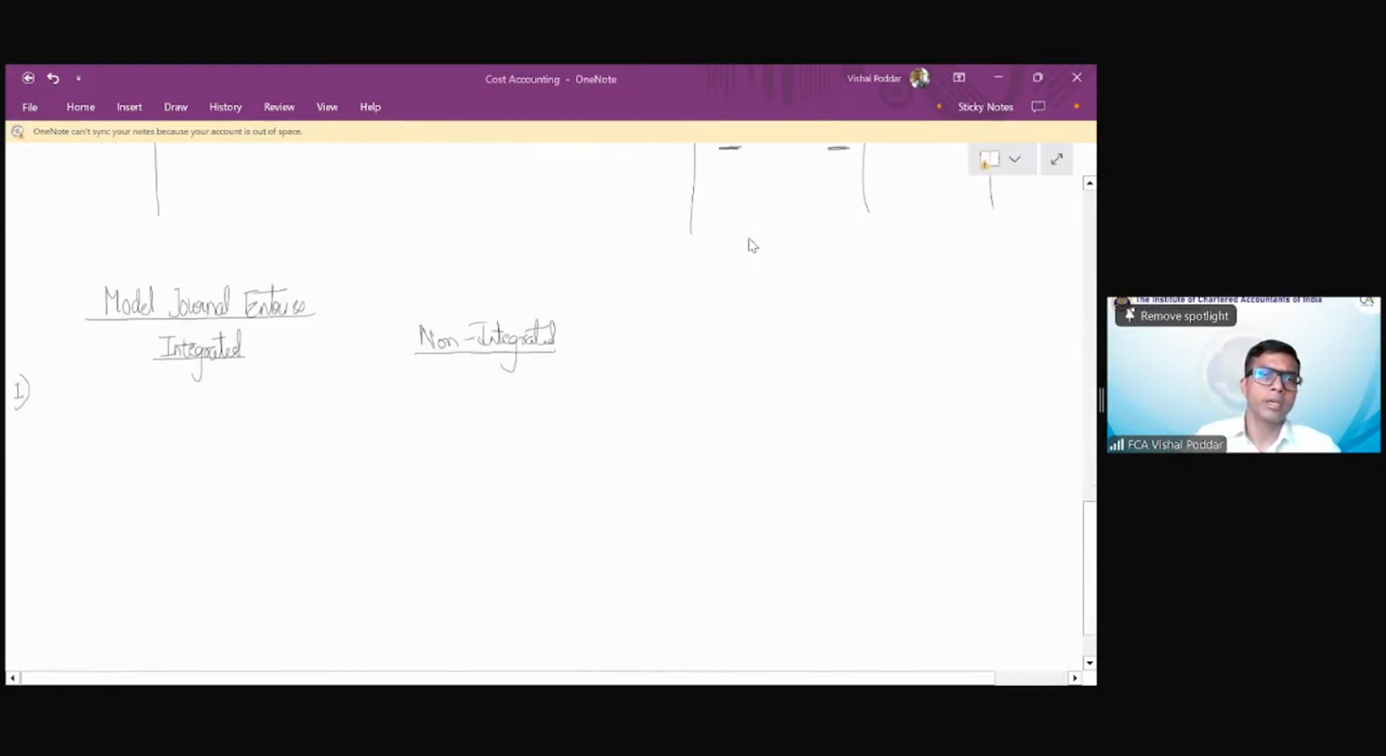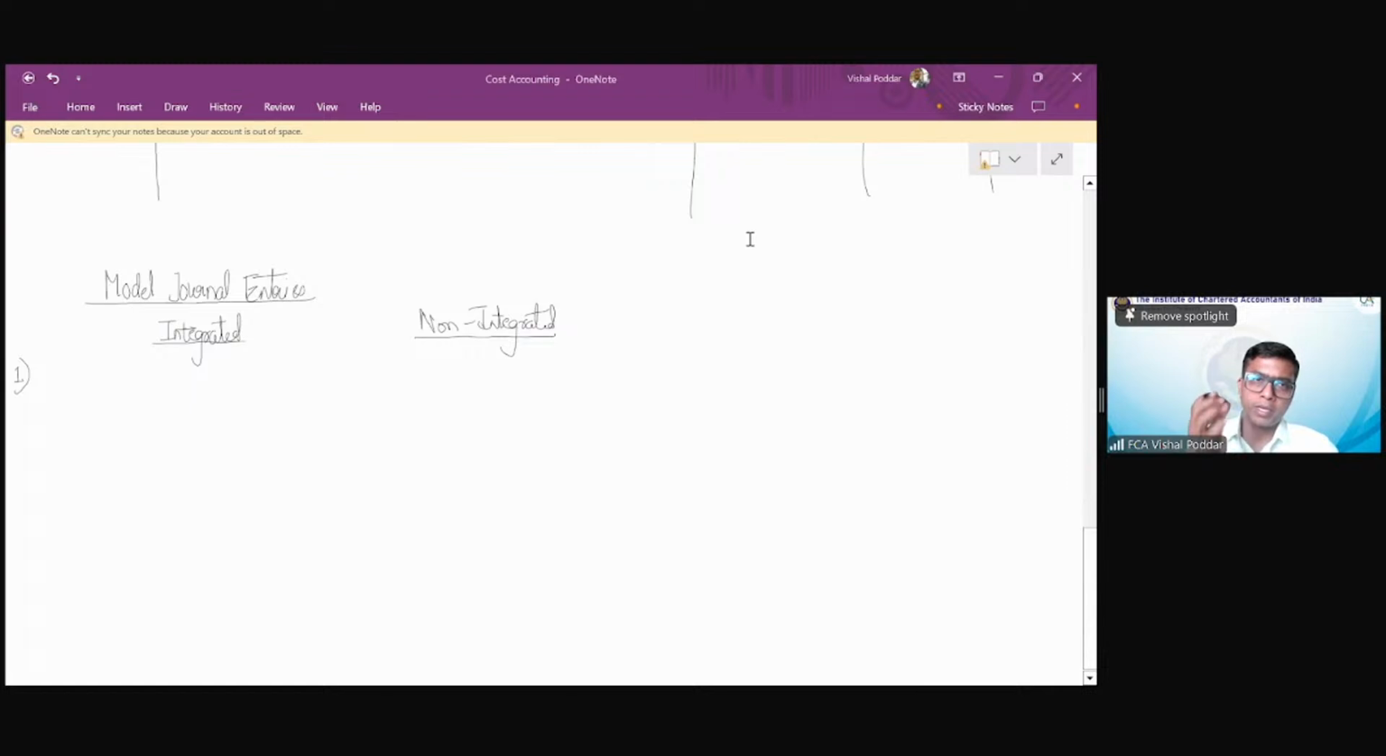So firstly, in any accounting sum, as you have the opening balances, here also you'll have opening balances for which we all know what the posting is. Now we start with the model journal entries.